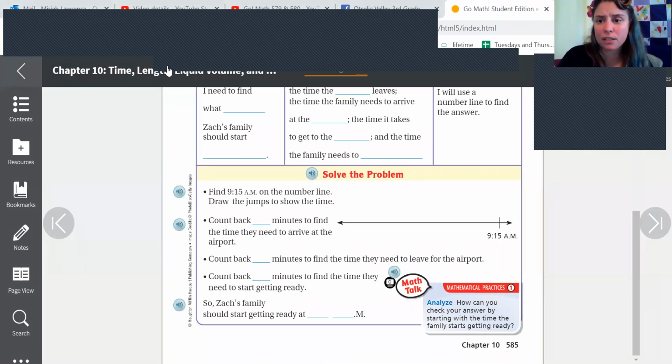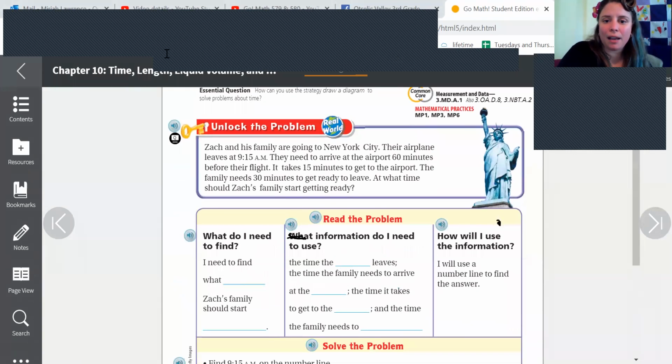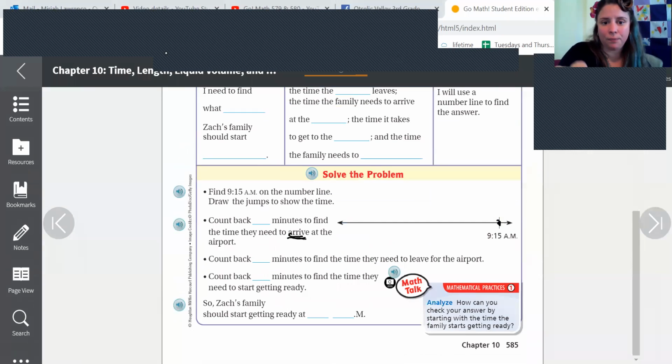All right, so the first thing we need to do is find 9:15. And we already drew it. Now this is the time that they need to be at the airport. This is our goal. This is what time their flight is leaving. Okay, so we got to go backwards from there. So the very first thing we need to do is find the time they need to arrive at the airport. Remember, in the word problem, it said they need to arrive 60 minutes early. All right, so we're going to have to count back 60 minutes.